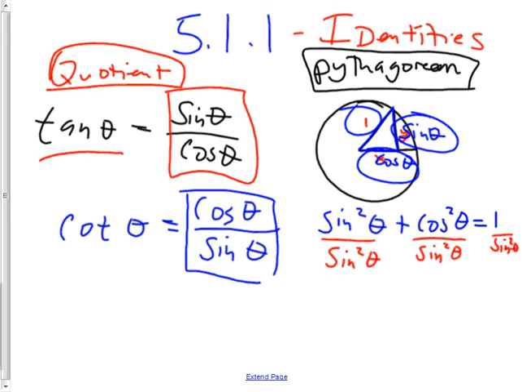What is sine squared divided by sine squared? It cancels, but it doesn't just go away. It equals what? 1. Plus, I just told you a minute ago, what's cosine squared over sine squared? Cotangent squared.